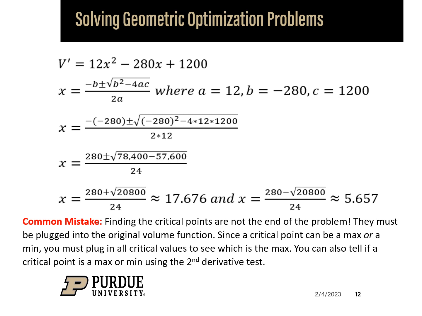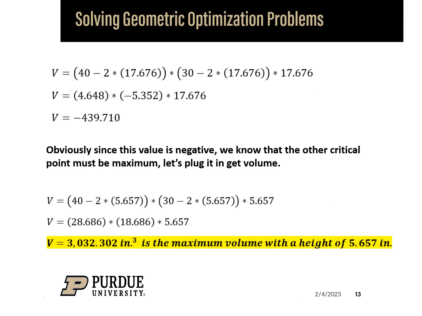Now, a common mistake I see a lot of students make is they think finding the critical points is the end of the problem since they've done their calculus, right? However, we want to find the maximum, so one of these is going to yield a higher volume than the other. You have to compare those two, and I'm going to do that by plugging them into the volume equation. However, you can also do it with the second derivative test.